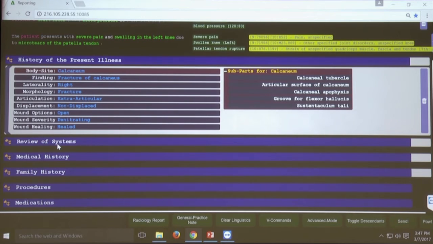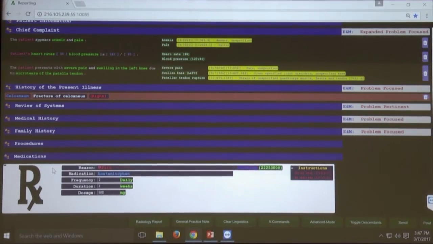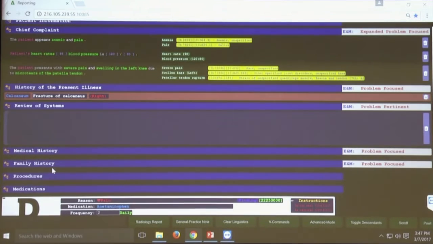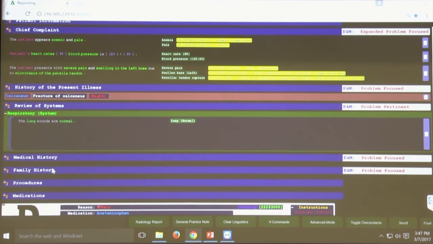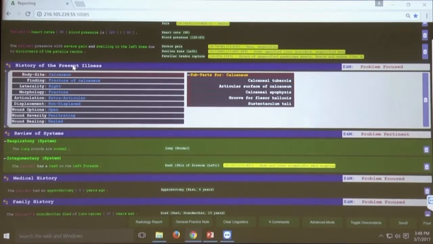Acetaminophen, 500 milligrams, twice a day for 2 weeks with food as needed for pain, period. Go to review of systems. The lung sounds are normal, period. The patient has a rash on their left forearm, period. The patient's grandmother died of lung cancer 10 years ago, period. The patient had an appendectomy 4 years ago, period. The patient needs a bilateral mammography, period.